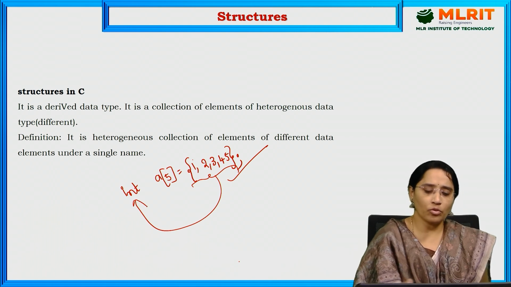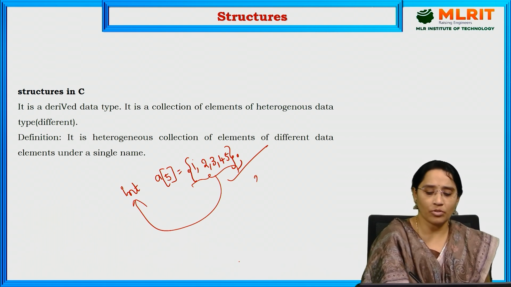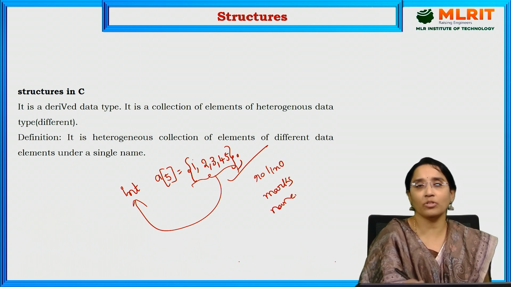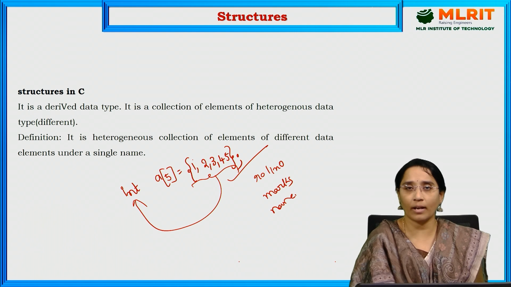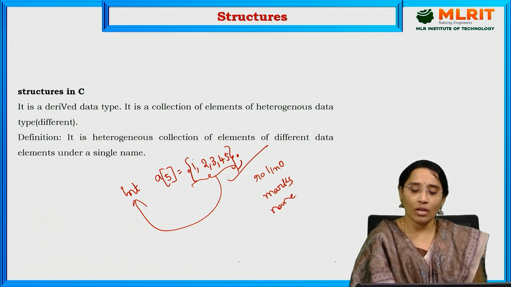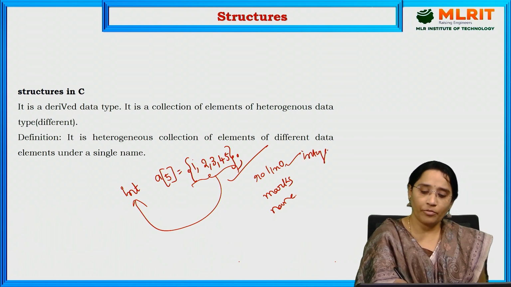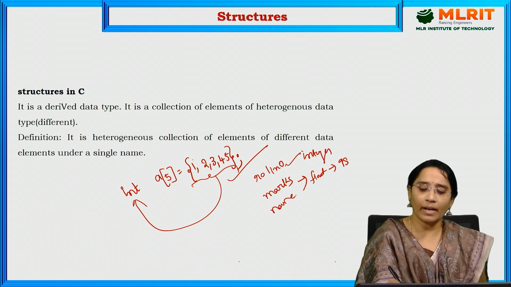Suppose if you want to store the student data like his roll number, marks and name of a particular student. Suppose I want to maintain a record of a student, like I want to store the name of the student, the marks of the student and the roll number of the particular student. Can I do it with arrays? No, it is not possible with arrays, because the roll number is of integer type. If you consider marks, they are float. Suppose a student got 98.5.